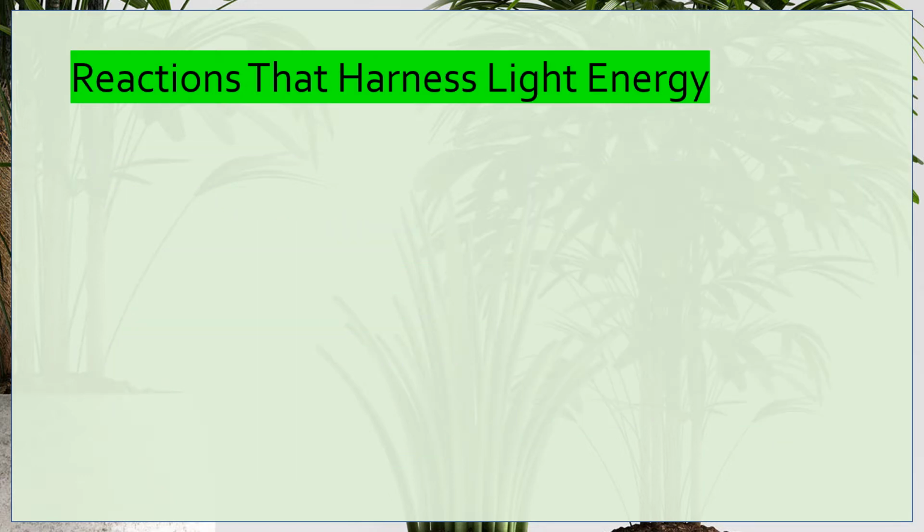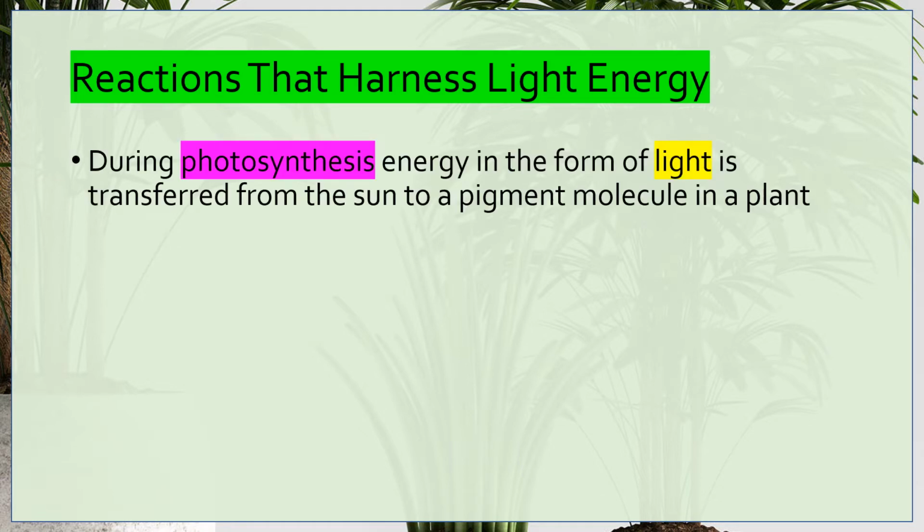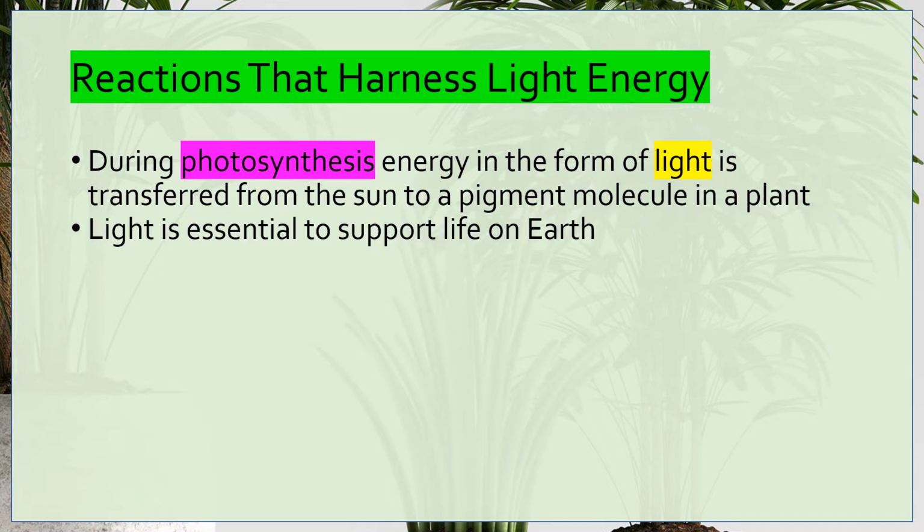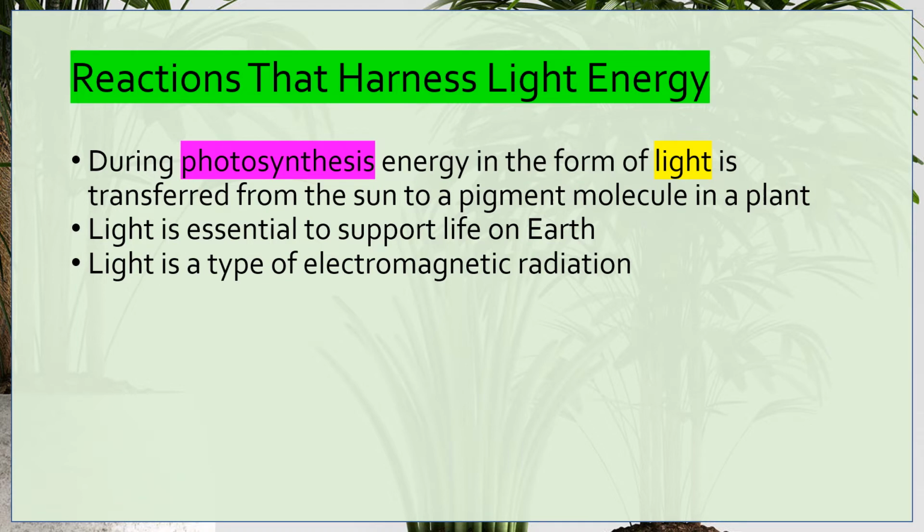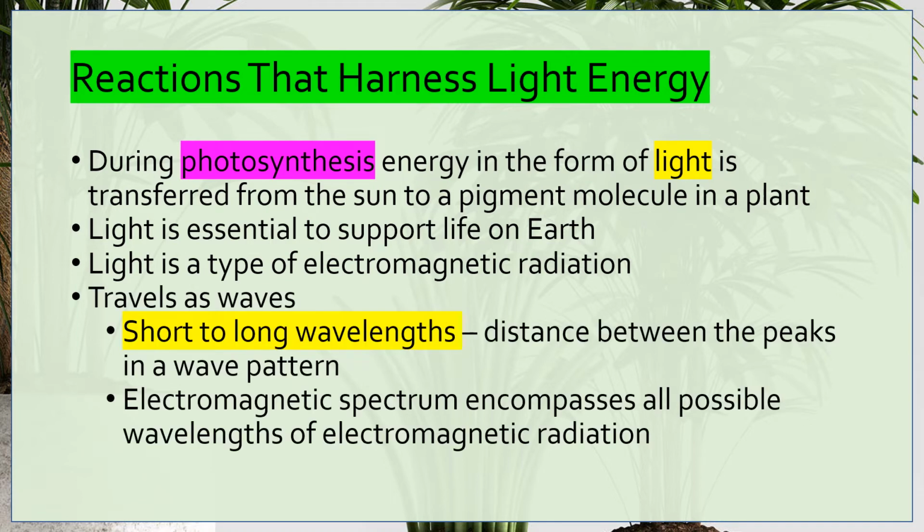Actions that harness light energy. During photosynthesis, energy in the form of light is transferred from the sun to a pigment molecule in the plant. Light is essential to support life on Earth. Light is a type of electromagnetic radiation, and it travels as waves. We have short to long wavelengths, which is the distance between the peaks in a wave pattern, and the electromagnetic spectrum encompasses all possible wavelengths of electromagnetic radiation.